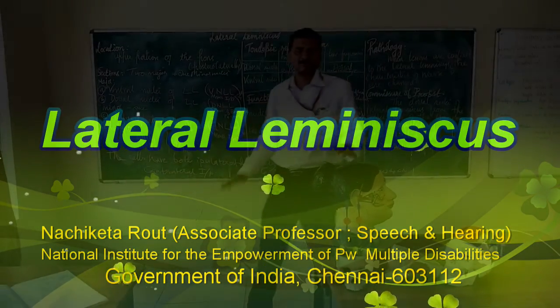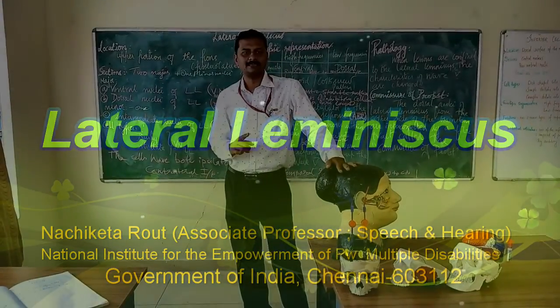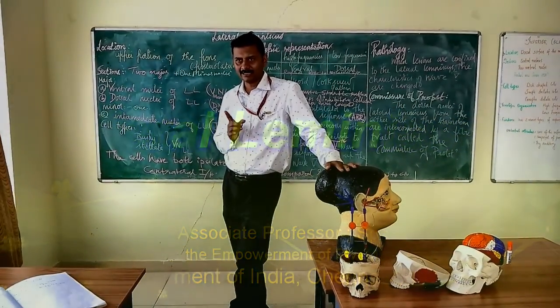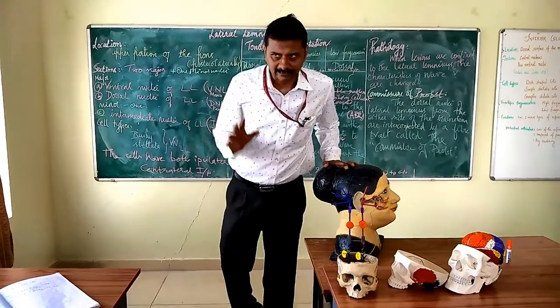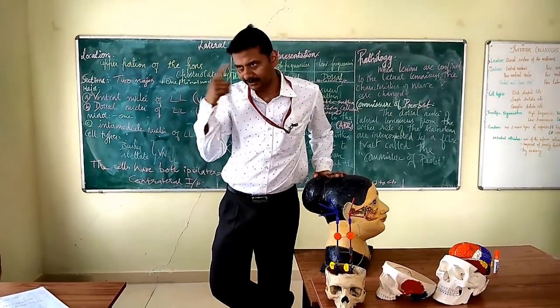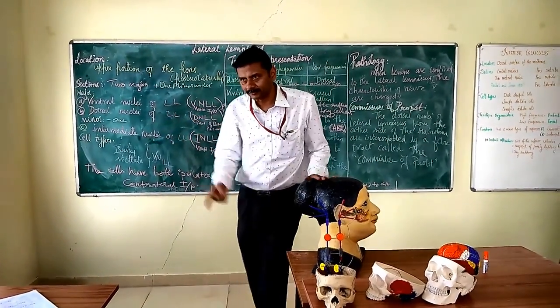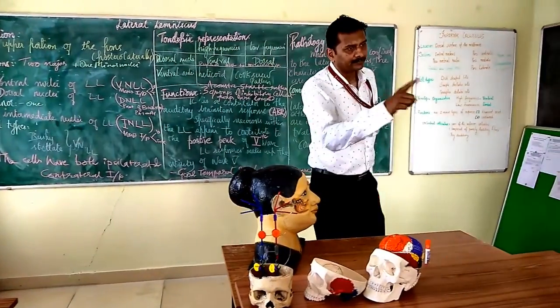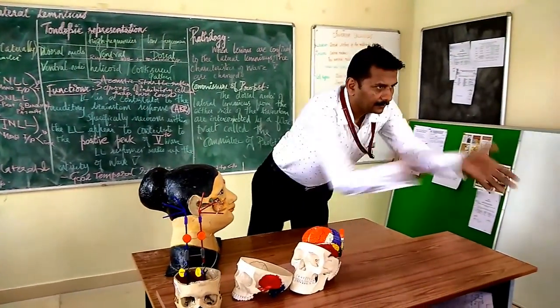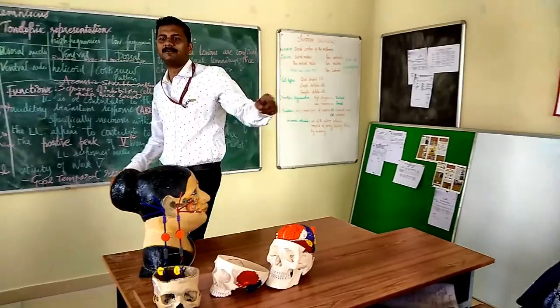Today we are going to study about what? The lateral lemniscus. That's one of the nerve nuclei. You understand what's a nerve nuclei? Correct? For instance, let's say I look at her and do something like this. What happened to her?